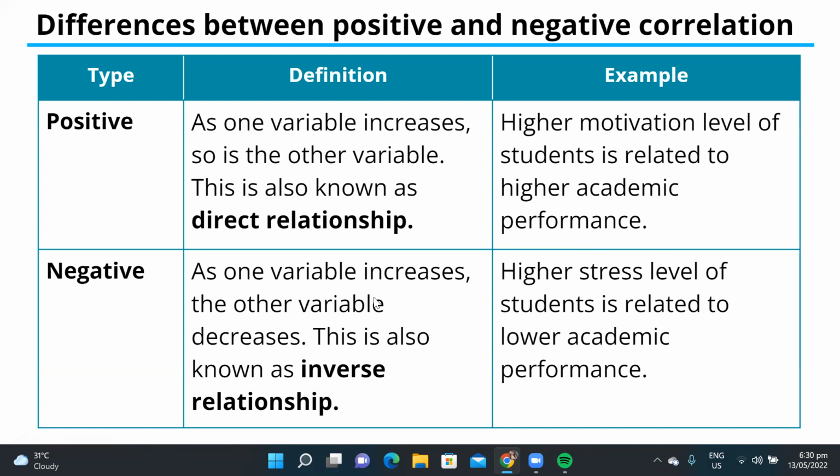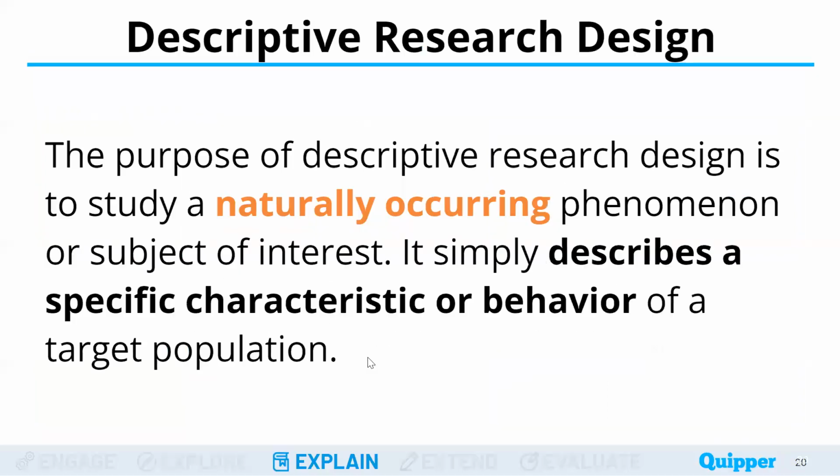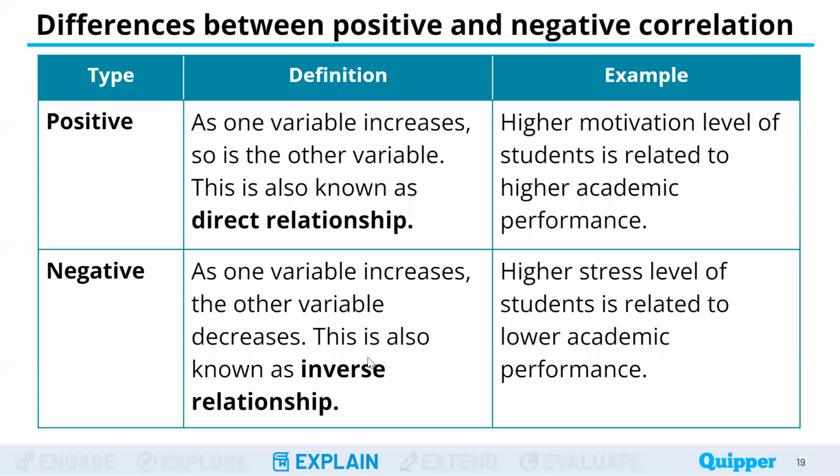Negative naman, as one variable increases, the other variable decreases. This is called inverse relationship. Higher stress level of student is related to lower academic performance. Okay? So meaning kapag mas mataas ang stress level, mas mababa yung academic performance. Okay, so kapag nirun natin to sa statistic or siguro by just using mean, median, and mode, we will check kung nag-positive ba or nag-negative ba yung relationship nila.